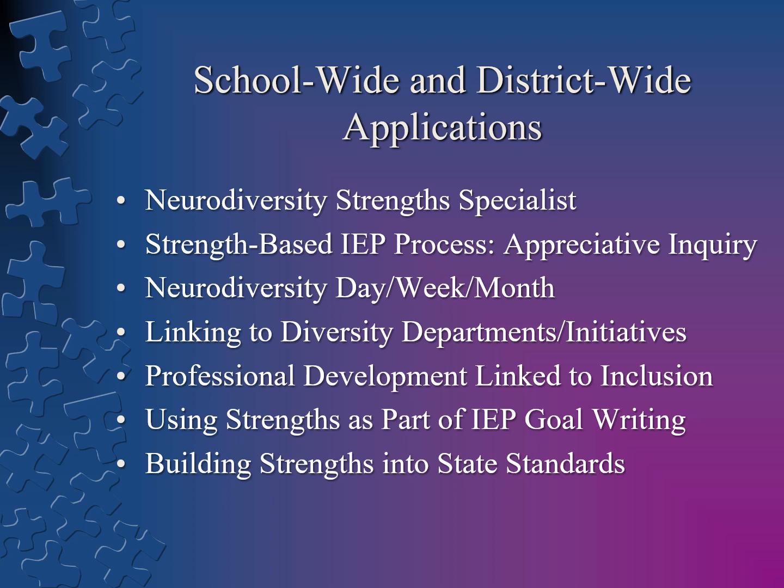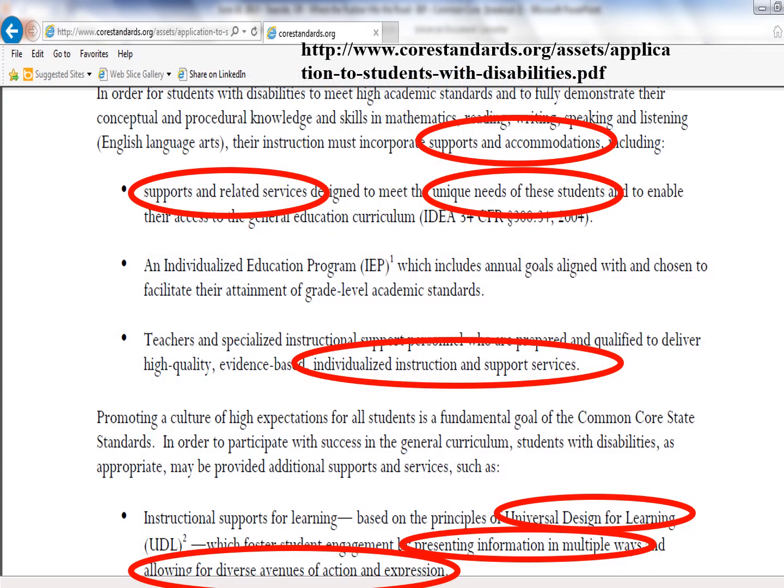And finally, we should build strengths into the state standards, because the state standards are going to be dictating in large part what many of those IEP goals are going to be. It turns out that the Common Core state standards issued a letter, I guess you'd have to say, that focuses on applications to students with disabilities. And I've highlighted some of the key phrases here. Supports and accommodations, unique needs of the student, individualized instruction, universal design for learning, presenting information in multiple ways, allowing for diverse avenues of action and expression. All this is basically saying we can use neurodiversity, we can use strength-based approaches throughout the entire IEP process.